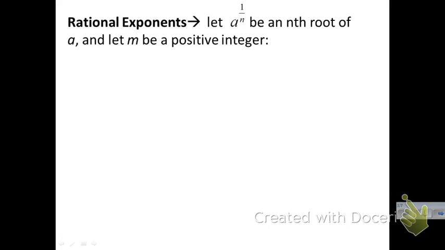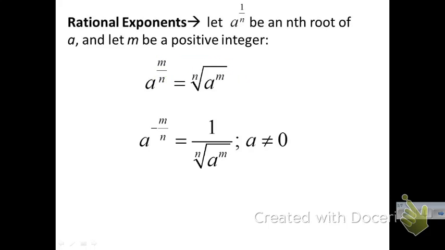A rational exponent: this says let a to the 1/nth be an nth root of a, and let m and n be positive integers, so that we get this expression. This says a to the m over n is equal to the nth root of a to the m. We can write these both ways, and I will expect you to write them both ways. What I do want you to notice is that this n, if it's in the denominator of that fraction, becomes the index. The m here becomes the power on the radicand.